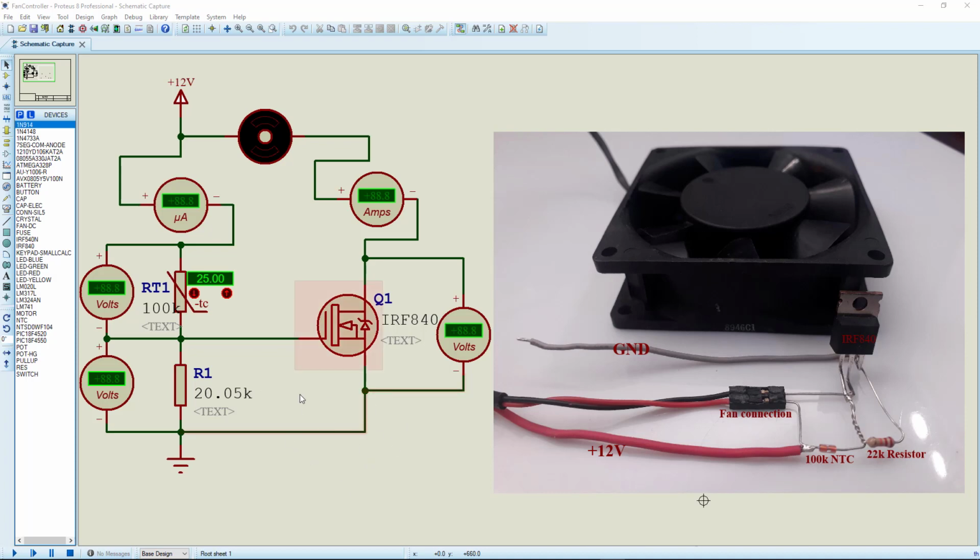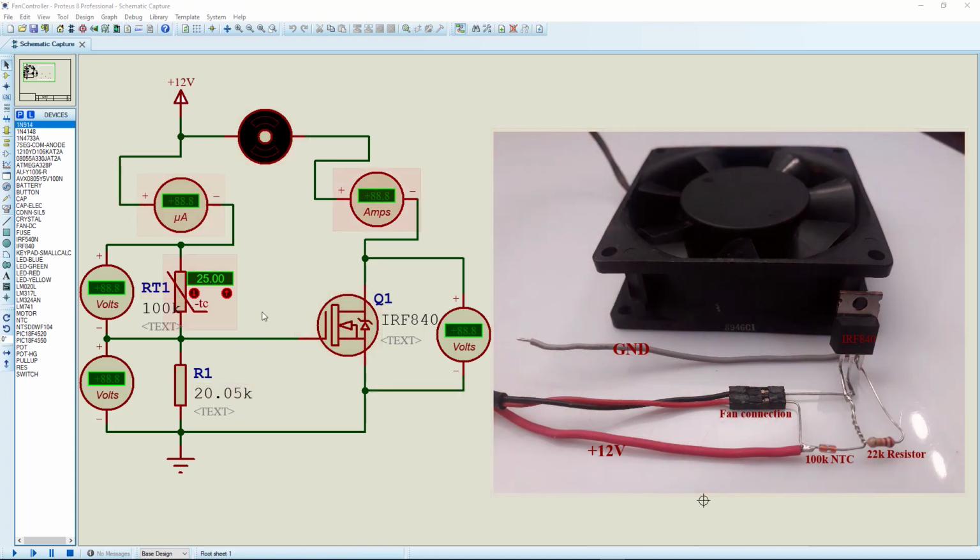In this tutorial, we'll be focusing on the simulation and calculation of how to determine the value of this resistance here. This is the value of R1. That's the same one we have here, which is a 22K for our experiment. And this resistance actually sets the point where this fan is supposed to come on.